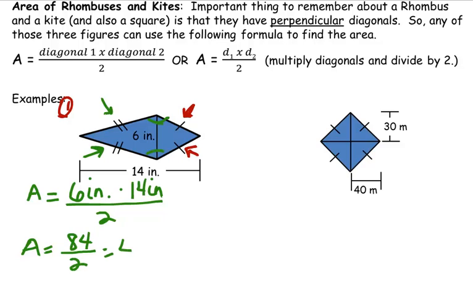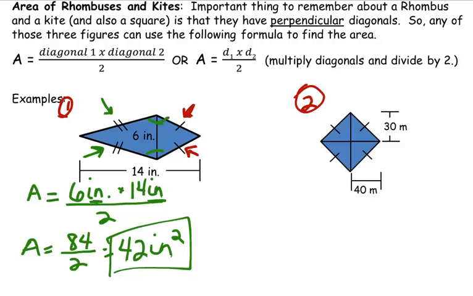So the area here is 42 inches squared, and we get inches squared from the inches here, 6 inches times 14 inches. When I multiply those, that's inches times inches, which is inches squared. Okay, so there's your area for the kite. Now let's look at the area for this figure. Let's do our second example over here.